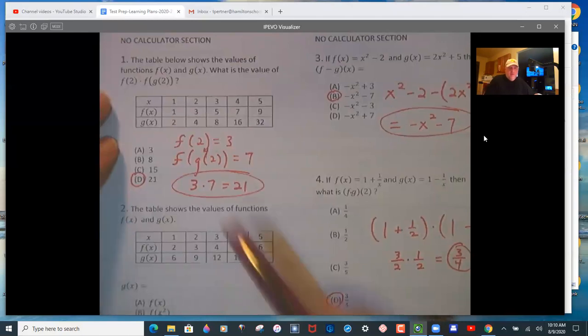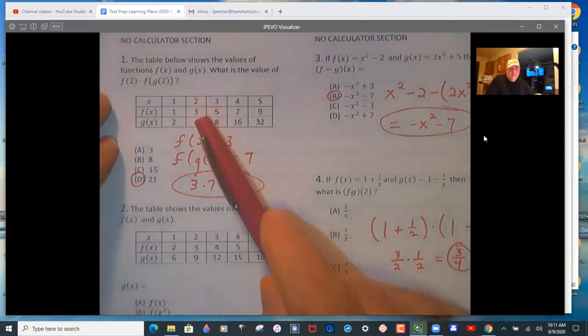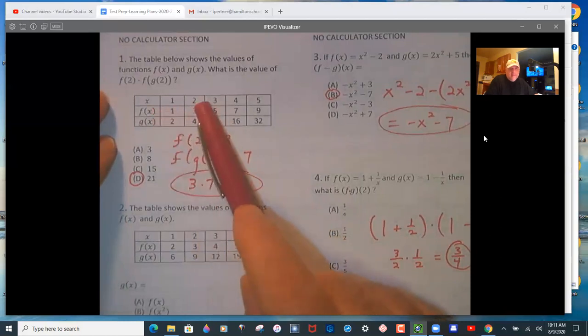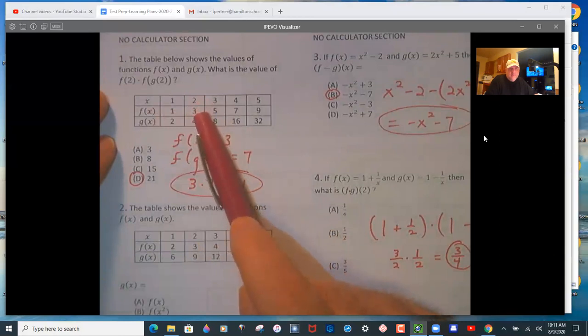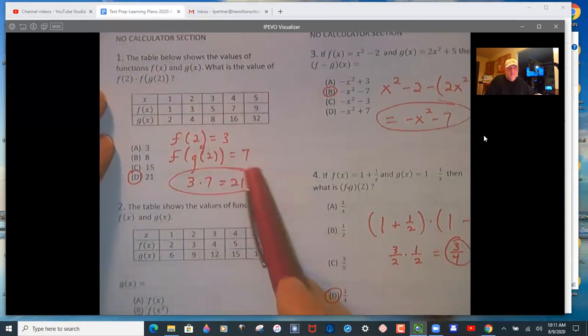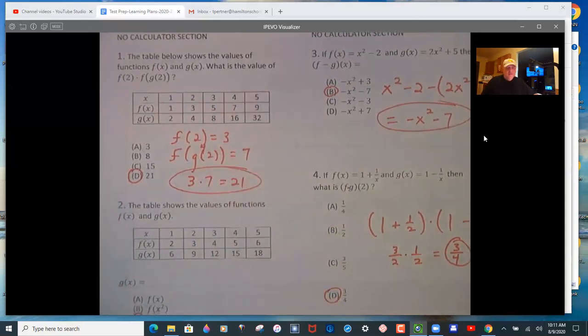So g of 2, well, we go to x equals 2, and then g of 2 is 4. So we're doing f of 2 times f of 4. Well, f of 2, x is 2, and then I go to the f, and that's 3. And then f of 4 is 7. So we're doing 3 times 7 to give 21.